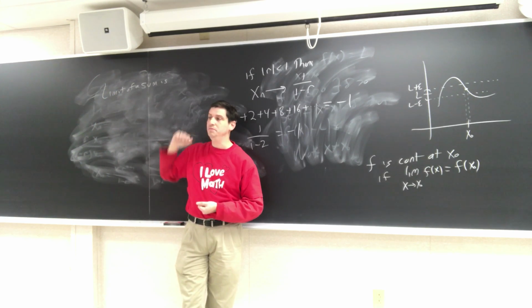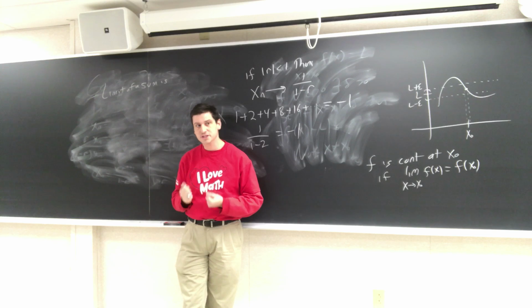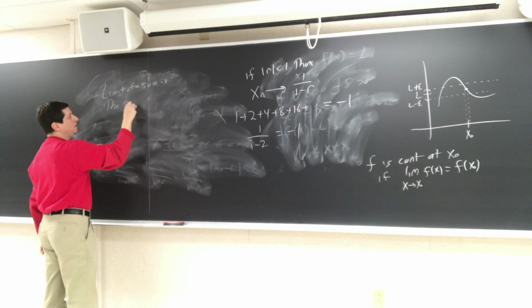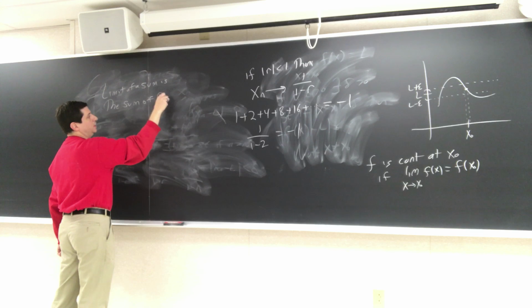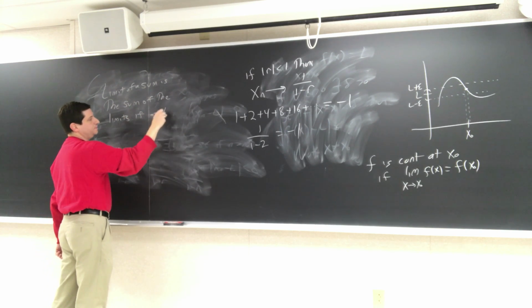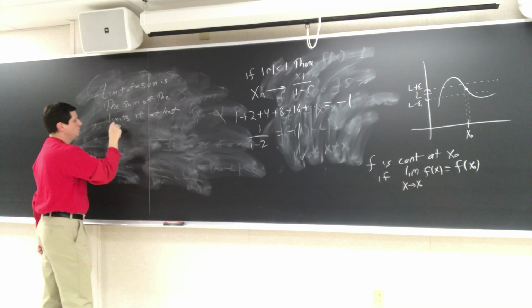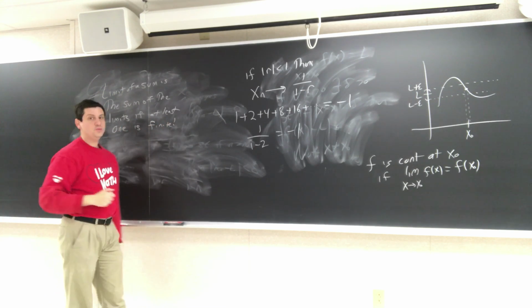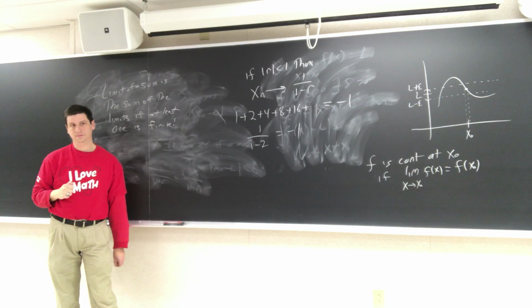What should the limit of a sum be? The sum of the limits. The limit of a sum is the sum of the limits if at least one is finite. And this is where you have to be a little bit careful.